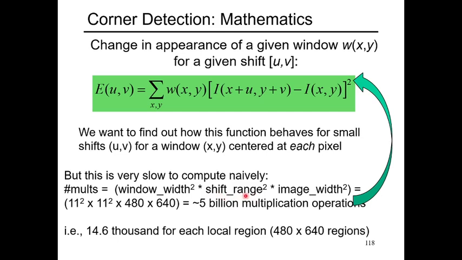So 11 into 11 is the number of shifts that we can have for any given window of a certain width. 11 square by 11 square. उसके बाद we have to perform this operation, this one, at each pixel in the image. And if the image is of size 640 by 480, तो फिर हमारे पास जो number of pixels हैं, number of regions हैं जो उस image से हम extract कर सकते हैं, that is 640 by 480. So this is the number of multiplications that we need to do.